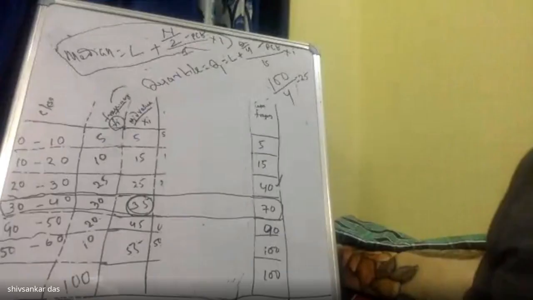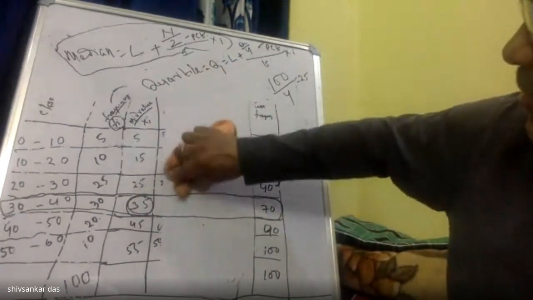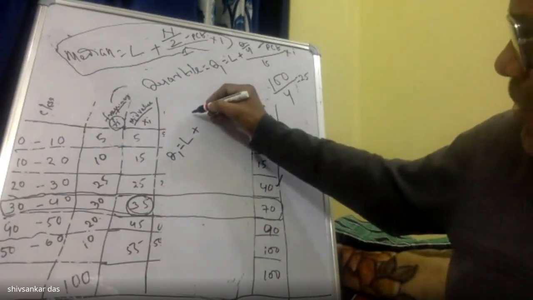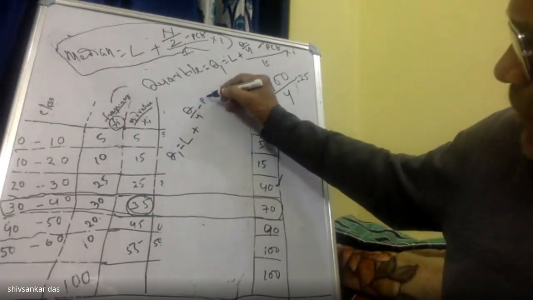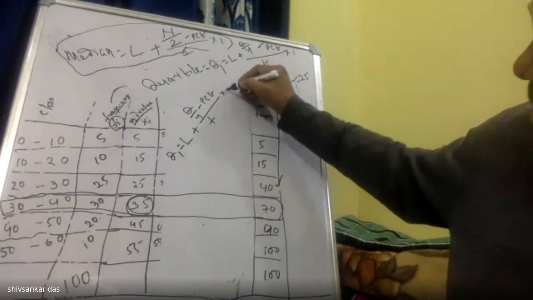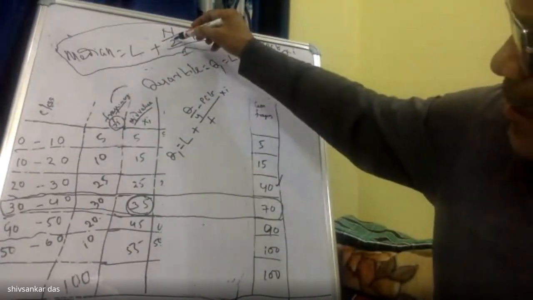Sir, can you write in the free space? Sir, it is not visible. I am writing here. Quartile 1 is equal to L plus Q by 4 minus PCF by F into I. It is exactly like the median. The only difference is here. Is it clear?